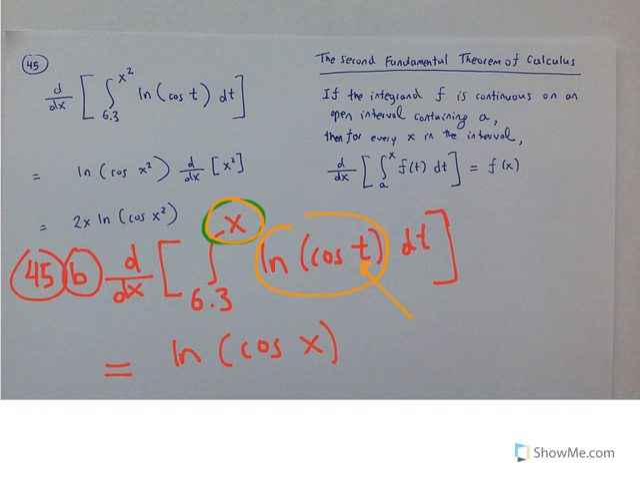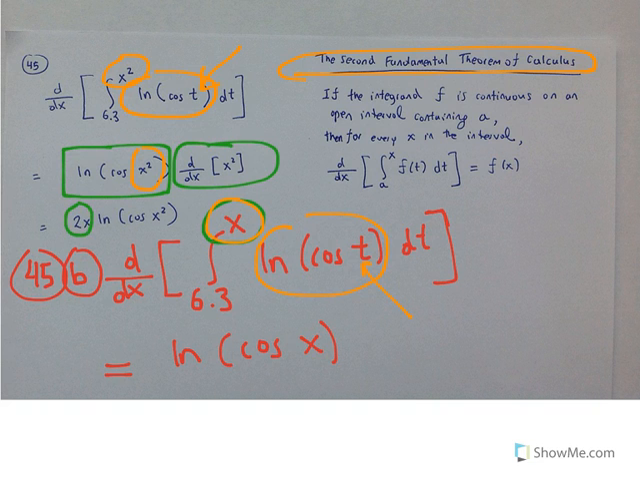So you can see that we begin by applying the second fundamental theorem of calculus. We are going to look at our integrand, and we're going to replace the t in the integrand with whatever our upper limit of integration is. In 45, it is x squared. So we replace the t in the integrand with x squared, and then we have to follow through with the chain rule. We multiply now by the derivative with respect to x of the inside function x squared, which is, of course, 2x. So we have 2x times the natural log of cosine of x squared.